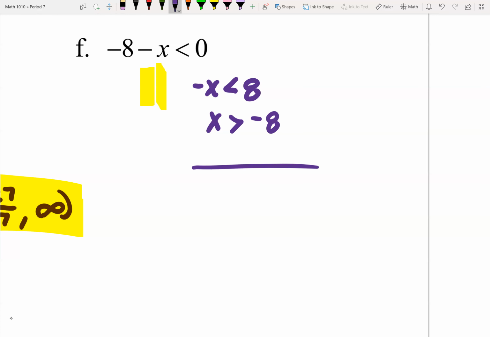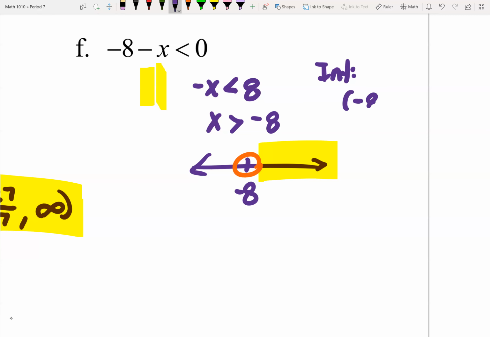And what's here? Negative 8. Easy. Number line. In the center you have a negative 8. My circle's going to be open because I don't have an equal sign. Right or left, everybody? Right is correct. Interval form is negative 8 with a parenthesis to infinity with a parenthesis. Done.